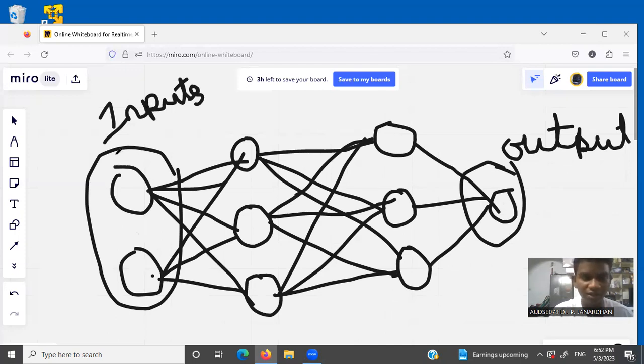This is the input layer, so these two circles do not represent neurons. All the neurons of the three layers are actual neurons, and this is just a diagrammatic representation of the input values.